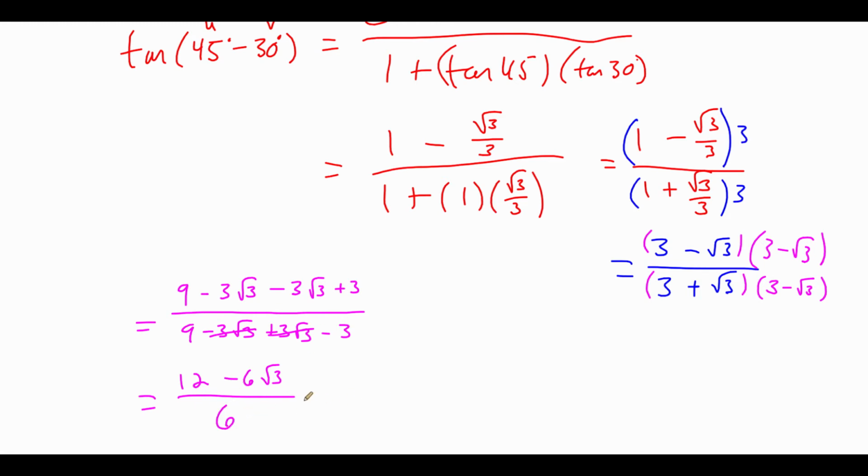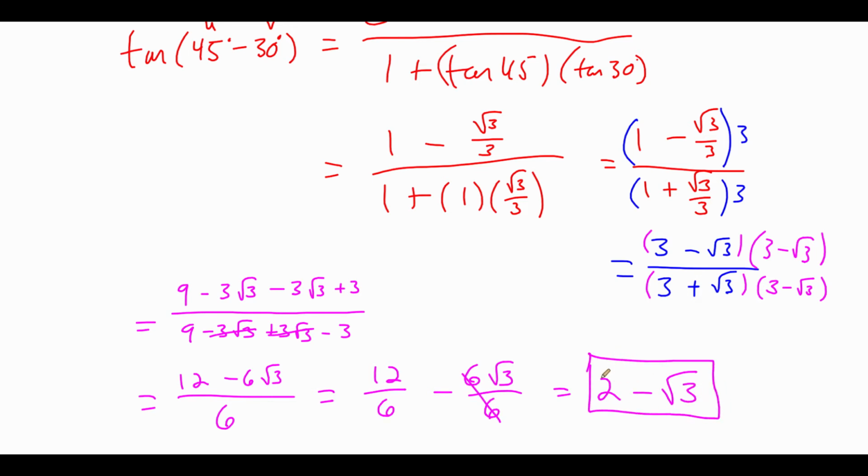Now we can split this fraction up, so I'm going to take the 12 and put it over the 6, minus the 6 root 3 over 6. 12 divided by 6 is 2, minus, here these 6's cancel out, so we just get root 3. So our final answer is 2 minus the square root of 3.